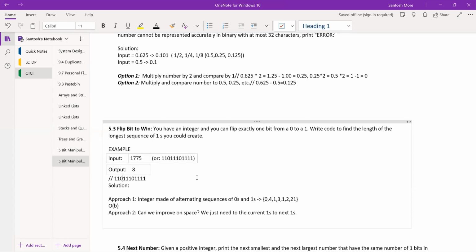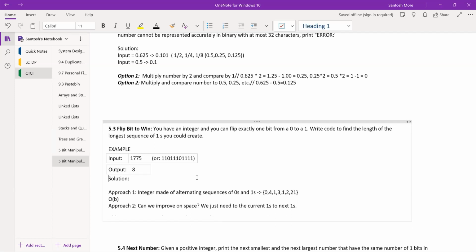But if I flip this bit, the bits to its left side are 2, and to its right side are 3. 2 plus 3 will be 5, and including this will be 6. Correct? So my answer will be 6, which is smaller than 8. Right? So therefore, it's always good to flip this bit. So this is the problem statement.